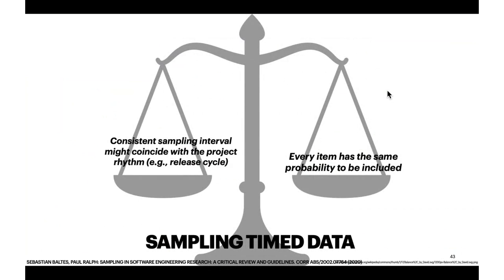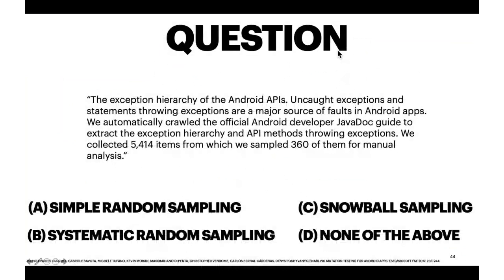So indeed, advantages, disadvantages. Major advantage is that every item still has the same probability to be included, but there can be risks related to the sampling interval coinciding with the project rhythm, such as the release cycle. Good. Let us give the stage to you.